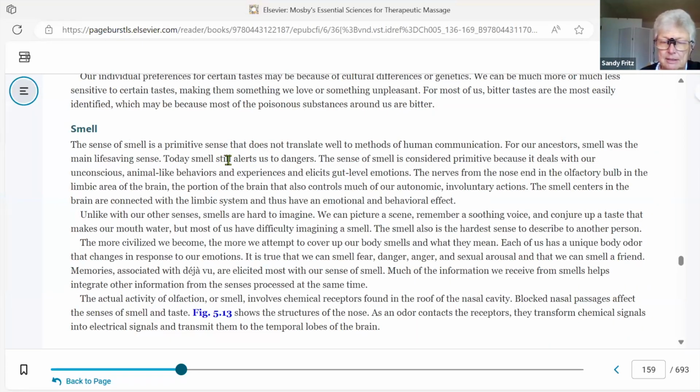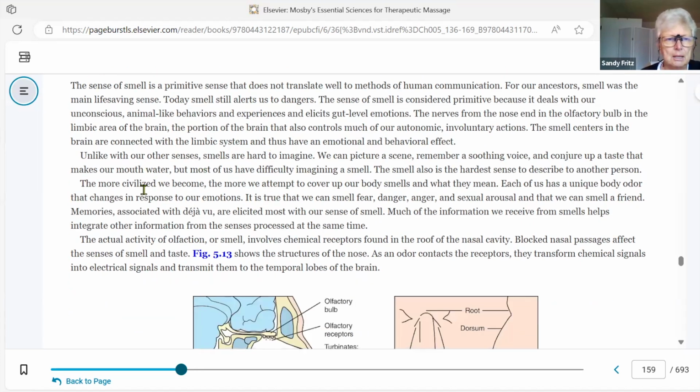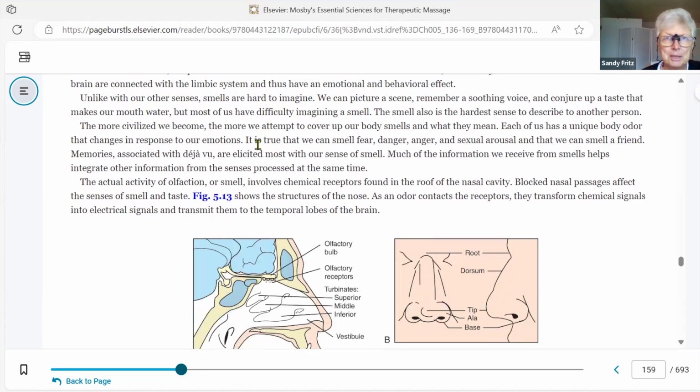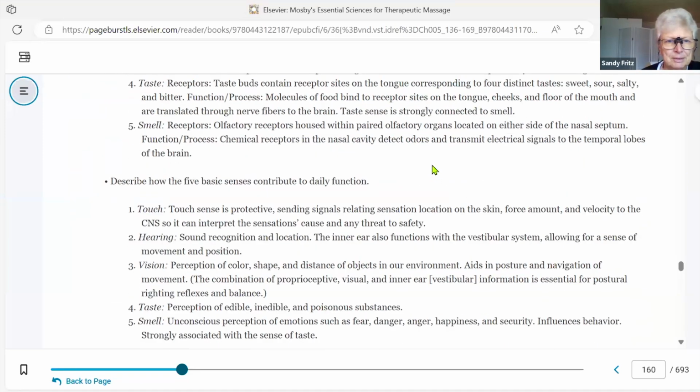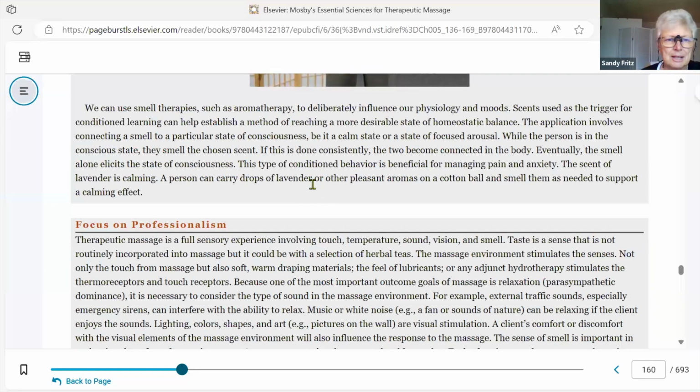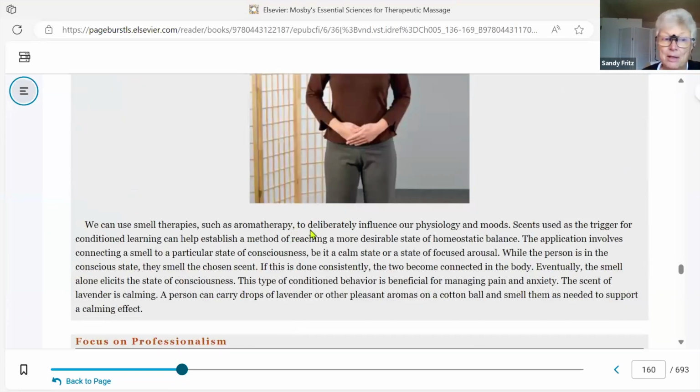Smell is a primitive sense. It is processed in our limbic system. Deja vu, I've been here, done that, is often triggered by a smell. We can actually smell emotion, and if somebody is stressed, they have a particular smell signature. So in the massage room, sometimes we'll use scents as part of the overarching experience, like a pleasant essential oil. So here we go with your review. And then here's this practical application on smell therapies.